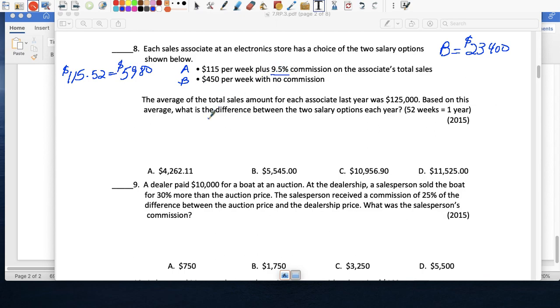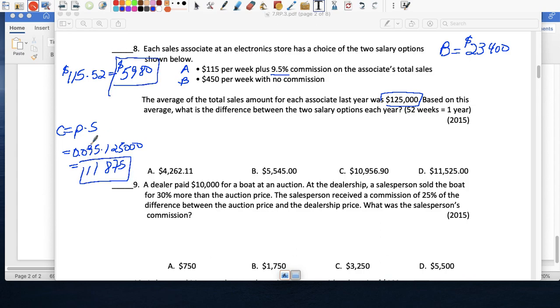But he also gets commission, on the amount of sales. So the commission here is percent times sales. The commission is 0.095, and the sales that he did was 125,000. So in commission, he's going to bring in 11,875. So his total is this number and this number combined, so plus 5,980. The guy on top, A, makes 17,855. Based on this, what is the difference between the two salary options in the year? Well, the difference would be 23,400 minus 17,855. You guys can figure that out.